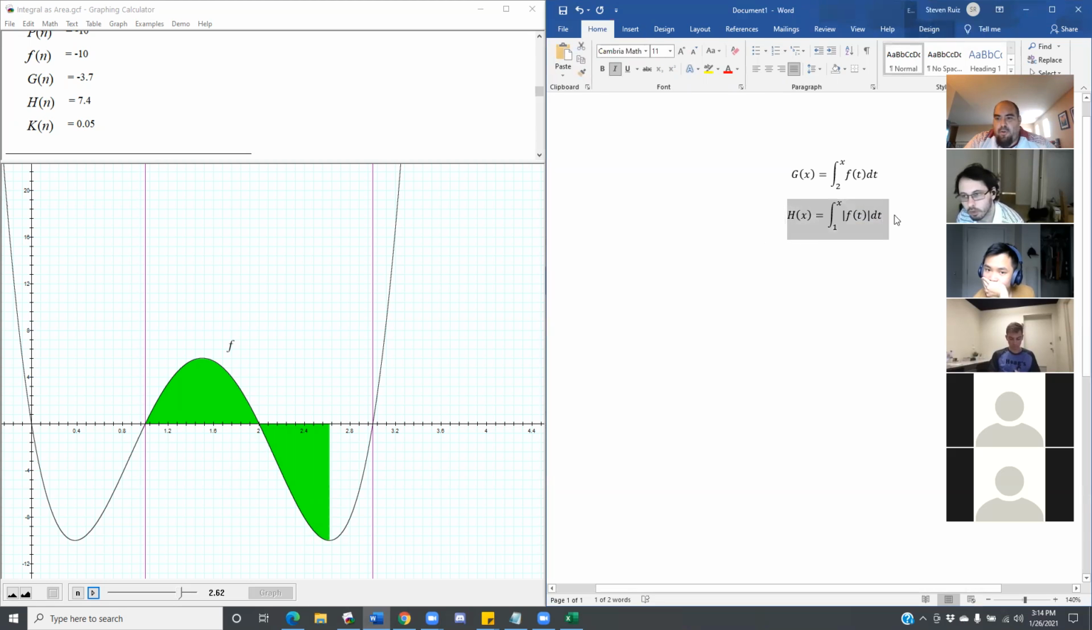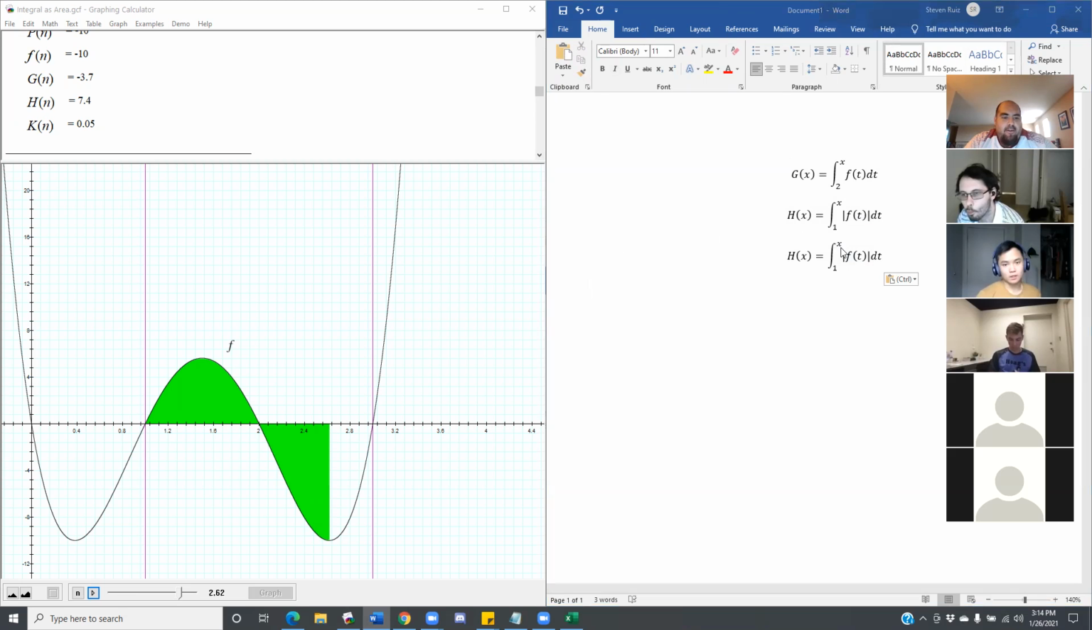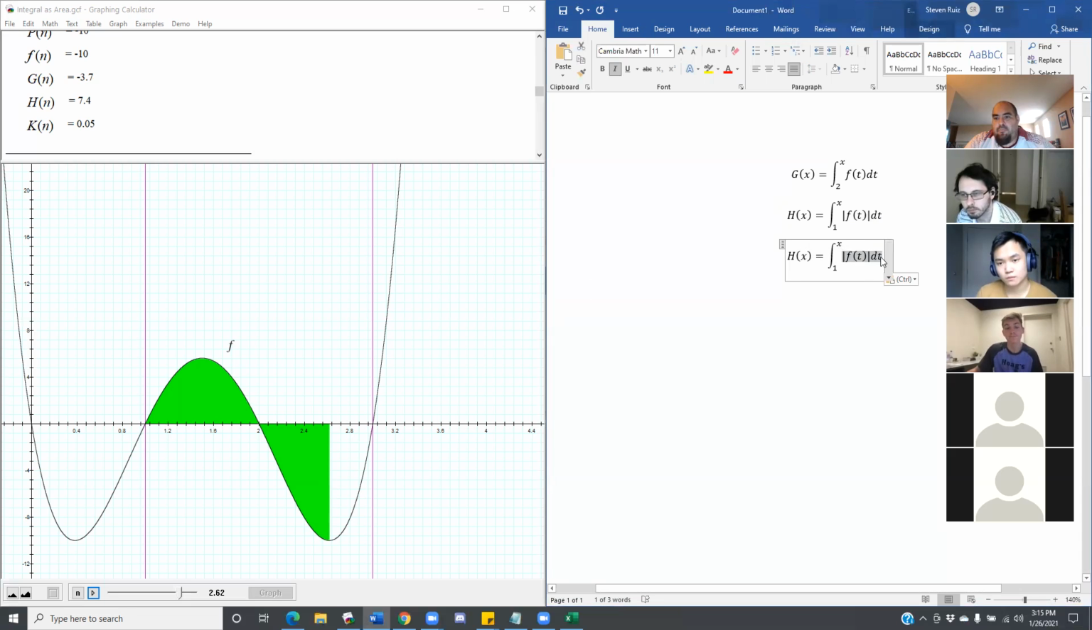So let's do this one more way. How would I define this without using the absolute value operator? I still want h of x to give me any area accumulating from x equals 1 up to any value of x in the interval from 1 to 3, but I do not want to use an absolute value. So how would I get that done?